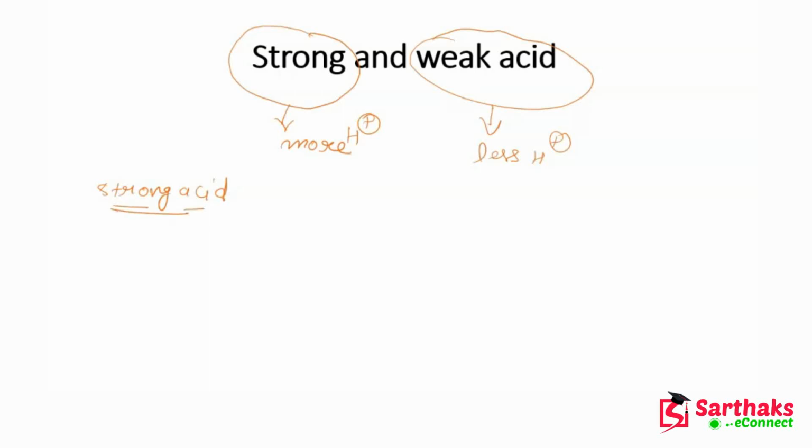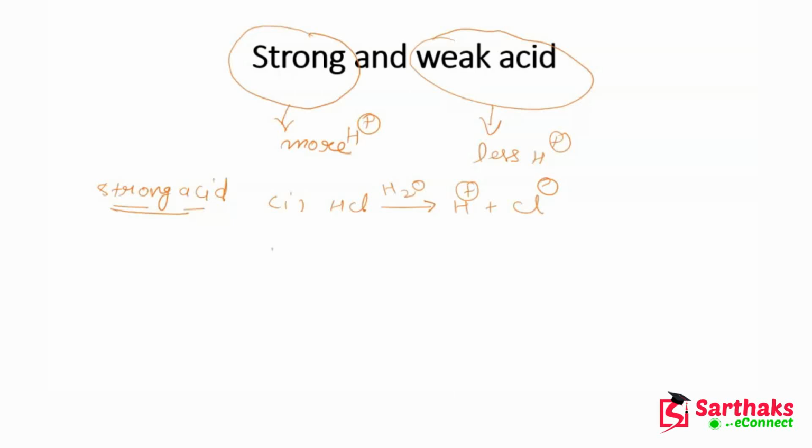So on the very first example, let's take HCl. This HCl is basically a strong acid. How does it dissolve in water? It dissolves like this. It will form H+ and Cl- after dissolving in water.